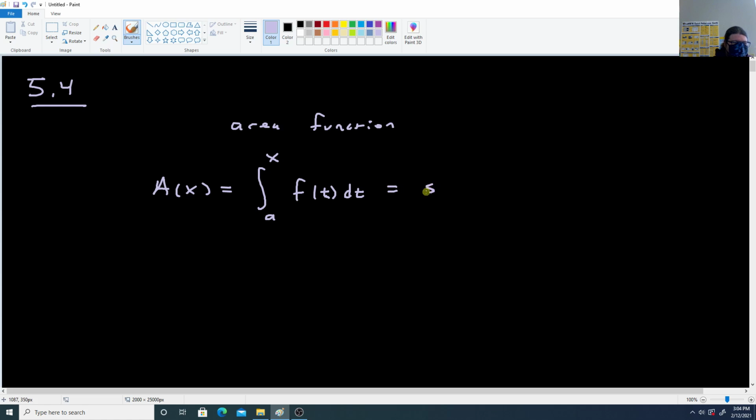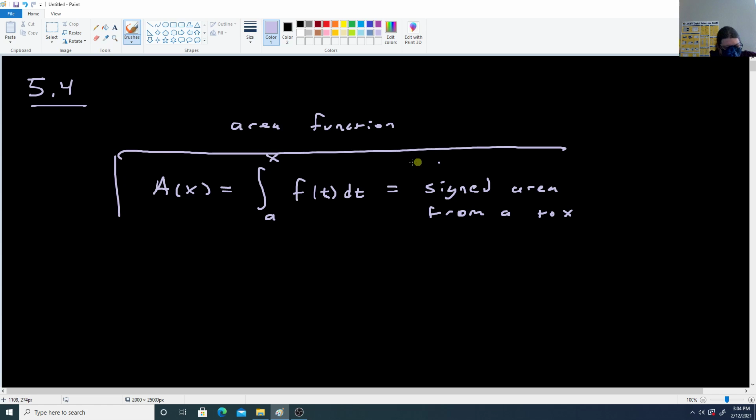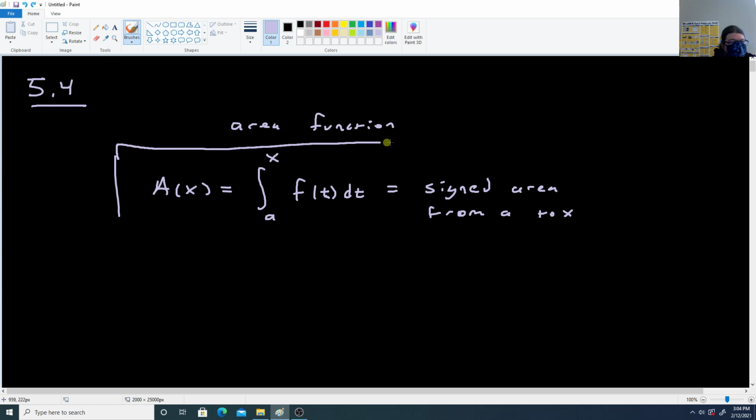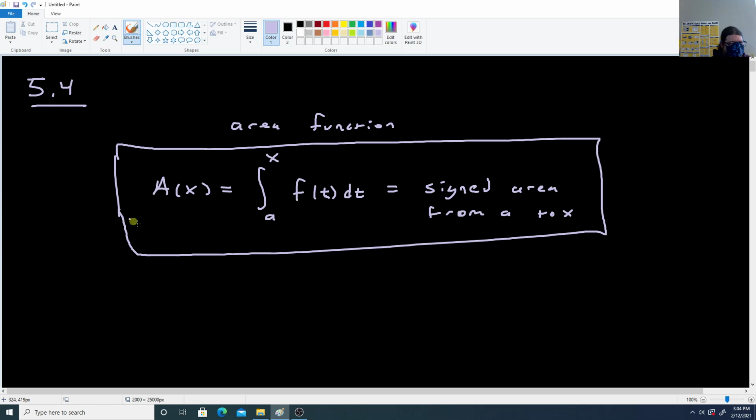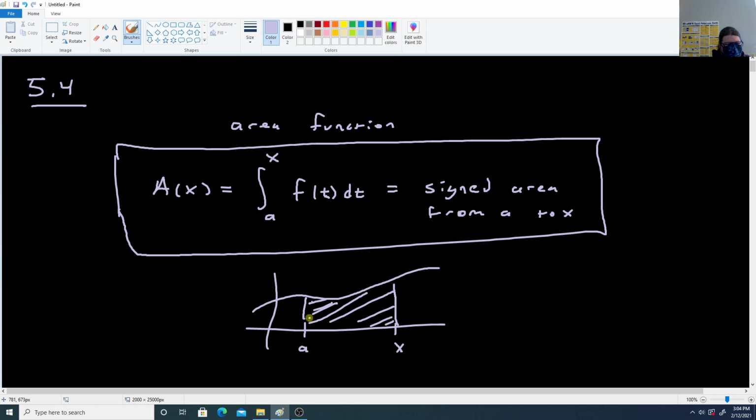What this will equal is the signed area from a up to x. So for a picture of what that's going to look like, suppose we had a curve and a is here, and suppose we chose x out there. What we're finding is the area under the curve from a up to x. So this bit of area right here is what we're trying to figure out.